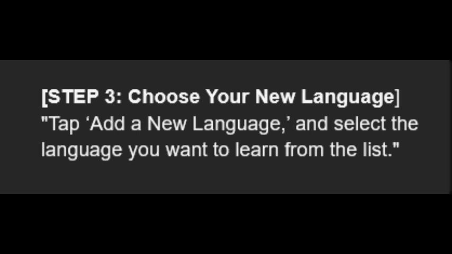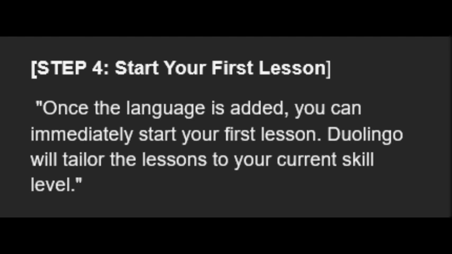Tap Add a new language and select the language you want to learn from the list. Once the language is added, you can immediately start your first lesson. Duolingo will tailor the lessons to your current skill level. And there you have it. That is how to start a new language on Duolingo.